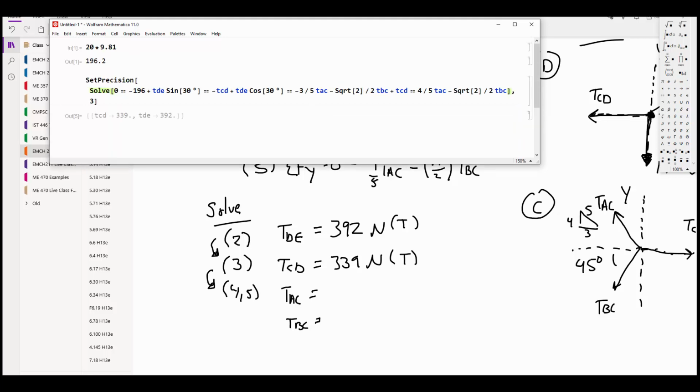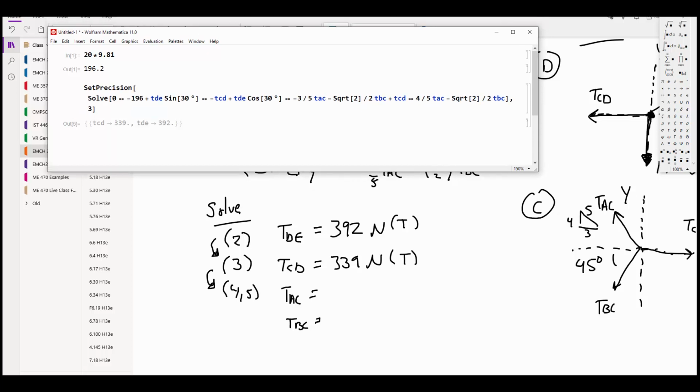All right, so I can set this to solve. Notice I'm using the set precision command on the outside. I'm doing that so that it only returns 3 digits of precision. I don't want any more than that for this.